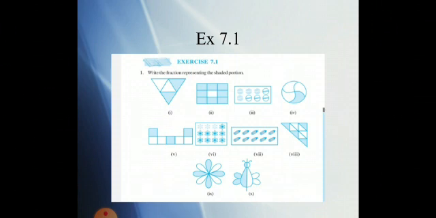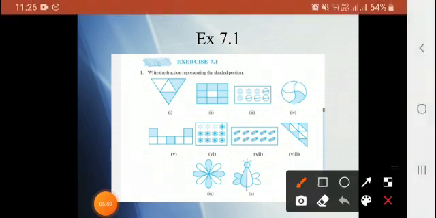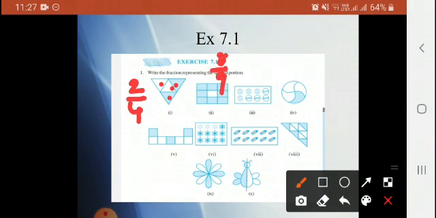So the first question is, write the fraction represented by the shaded portion. Now the first part is a triangle, and the triangle is divided into 4 equal parts, and out of 4 equal parts, 2 parts are shaded. So its fraction becomes 2 by 4. The answer for the first one is 2 by 4. In the second figure, we have 9 equal parts, and out of 9 equal parts 8 are shaded. So its fraction becomes 8 upon 9.